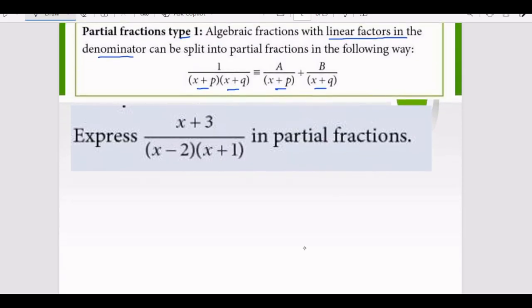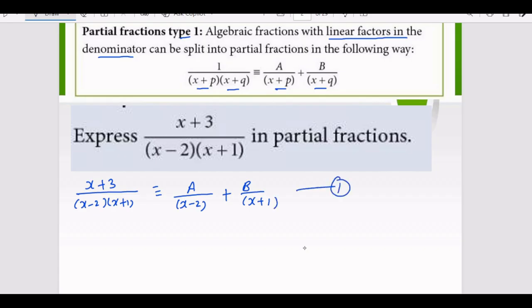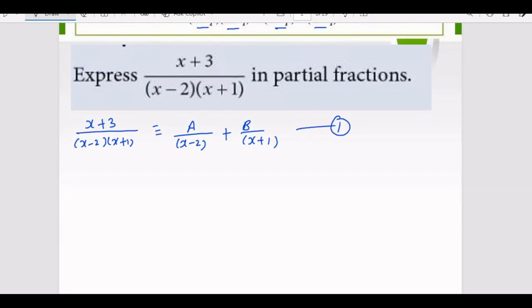So we are going to split. I am writing here x plus 3 over x minus 2 and x plus 1. This is going to be equivalent to a over the first factor, which is x minus 2, plus b over the second factor, which is x plus 1. We can write it like this. Let's say this is equation 1. Now we will find the values of a and b, the constants.